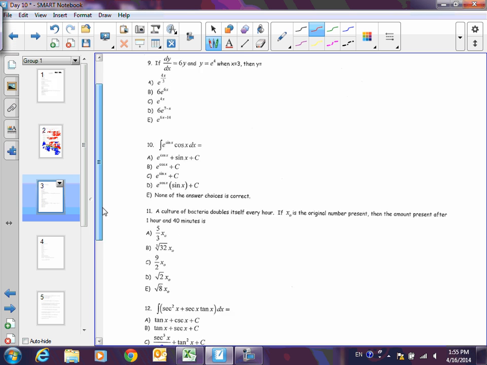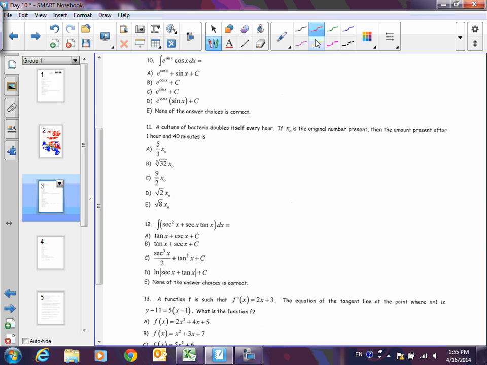Move on to number 10. Another thing about u substitution is anytime you have e to a messy power, you let u be that messy power. And so in this case, u is going to equal sine x. This is something you always want to do. E to the square root of x, u is the square root of x, and so on.